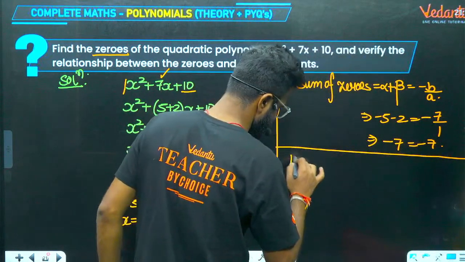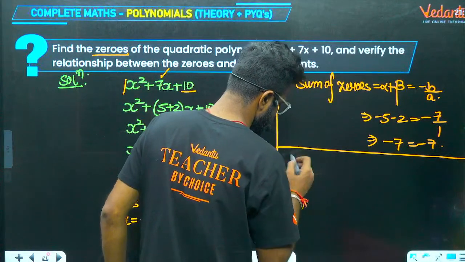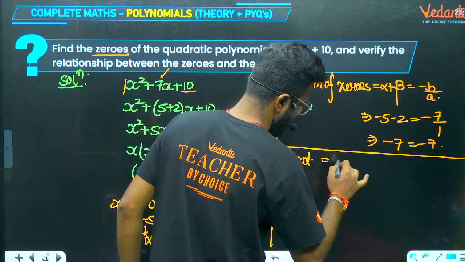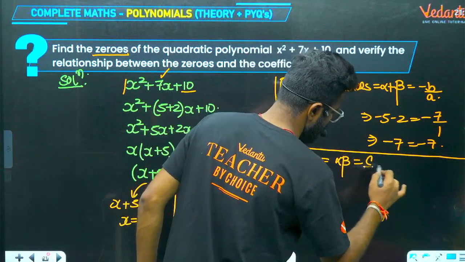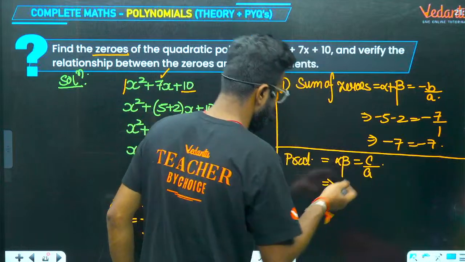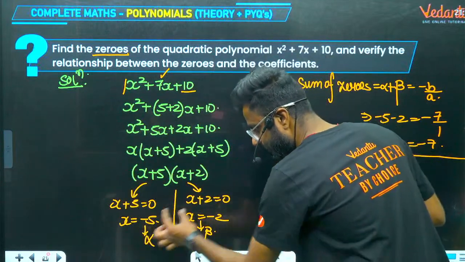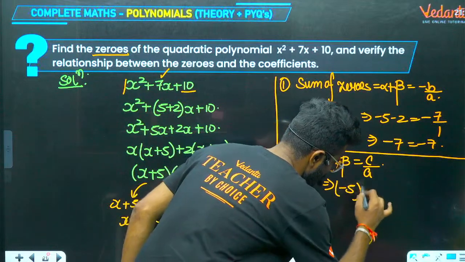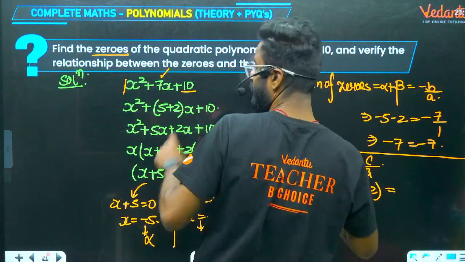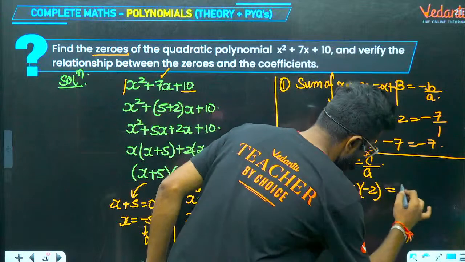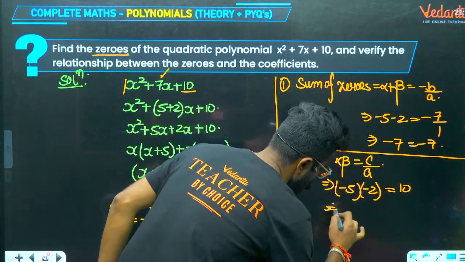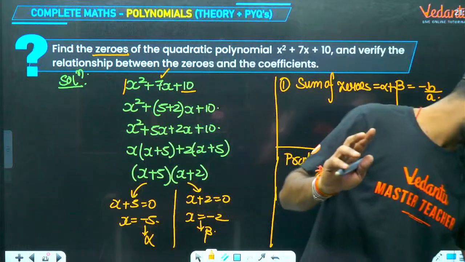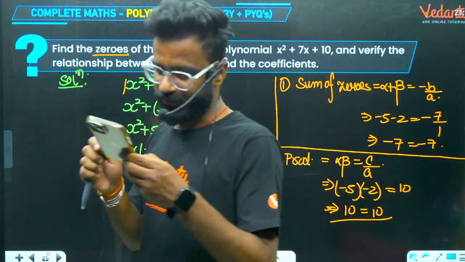Now the product of zeros. Alpha beta is equal to c by a. Alpha is minus 5, beta is minus 2. So minus 5 into minus 2 is equal to c by a. 10 by 1 means 10. 10 is equal to 10. Here we successfully find the relationship, and also we verified.